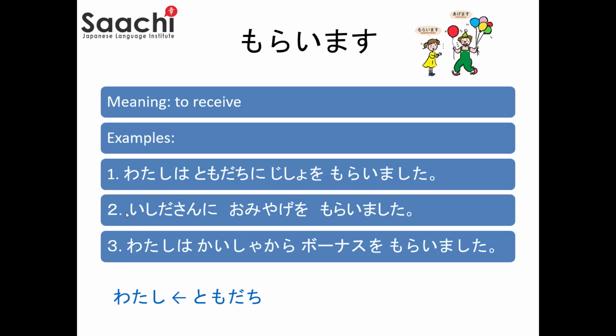So, here watashi wa is hidden, but you can also omit watashi wa and directly say Ishida-san ni omiyage o moraimashita. Watashi wa kaisha kara bonasu o moraimashita. So here you can observe the particle, as I am receiving from somebody. So again ni is from: Ishida-san ni. In the earlier agemasu you saw ni was to. Here ni is from. And whenever you are receiving something from an organization, you can say kara, kaisha kara moraimashita.